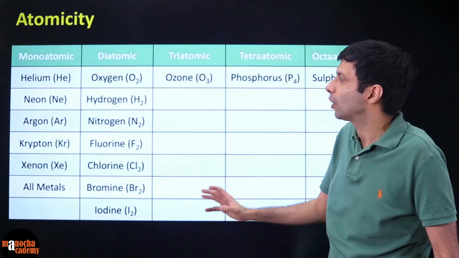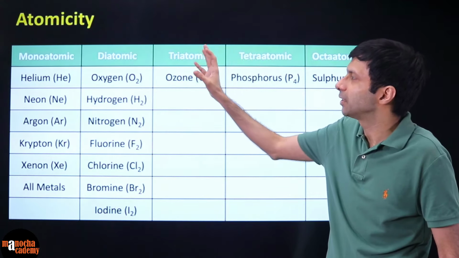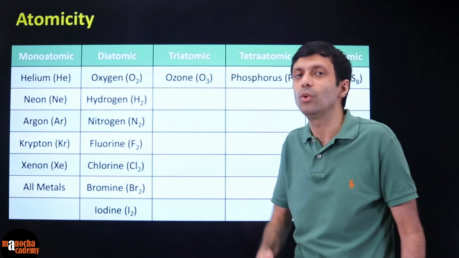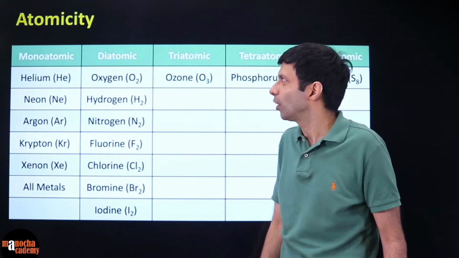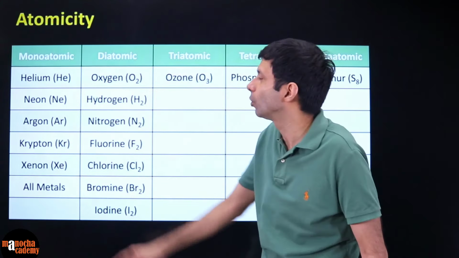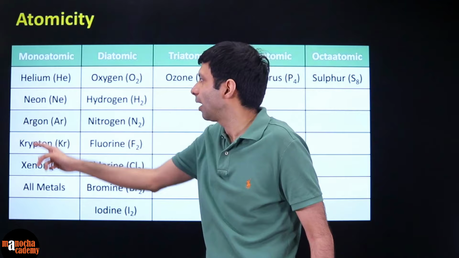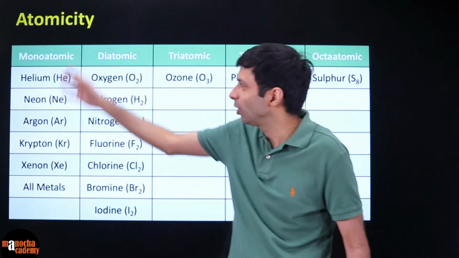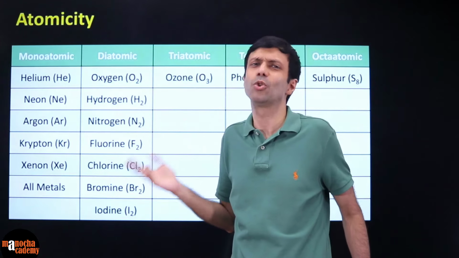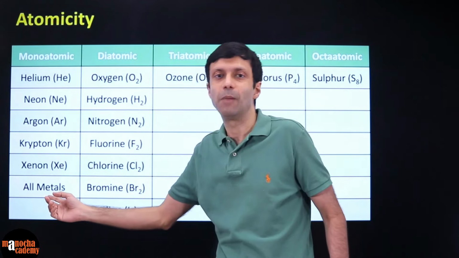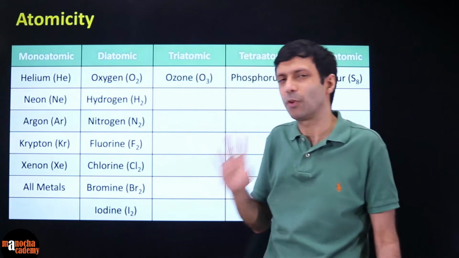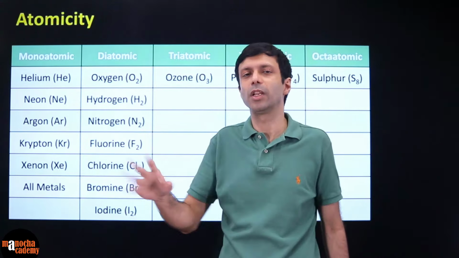So what is this? We are talking about this table of atomicity. If you observe this table, it is telling you how many atoms one molecule contains. For example, take a look at all the monoatomic things. Who are all monoatomic? Helium, neon, argon, krypton, xenon. So you can see all the noble gases are monoatomic. One molecule contains one atom. They are so stable. Even metals are monoatomic. Okay? Metals actually have a complicated lattice, but for practical purposes, we consider one molecule to be one atom.